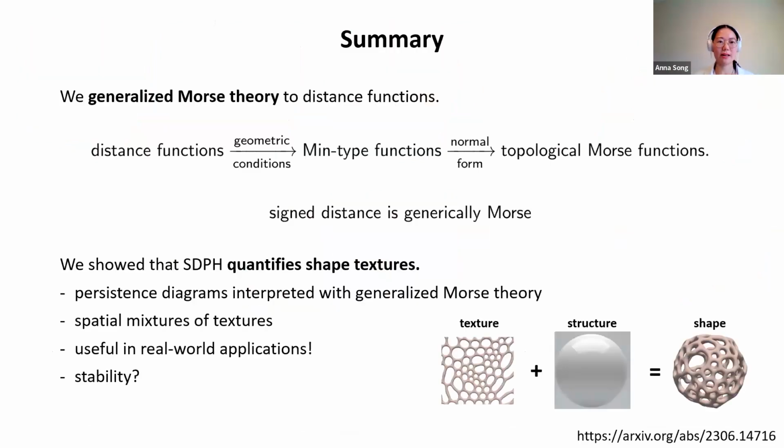To summarize, we generalized Morse theory to distance functions by following this route. So first you take the distance functions and find the right geometric conditions to frame them inside of the min-type framework. Then this provides us with a normal form at NDG points, and then you work with the topological Morse lemmas, so that's how you generalize it.